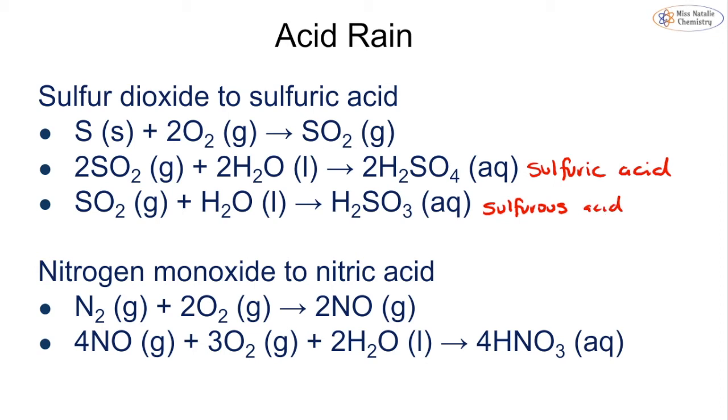When we have the nitrogen, it burns to form nitrogen monoxide. Now we can get other oxides, but we're going to stick with the easy one. And that nitrogen monoxide can further react with the oxygen and water in the atmosphere, and it makes nitric acid.